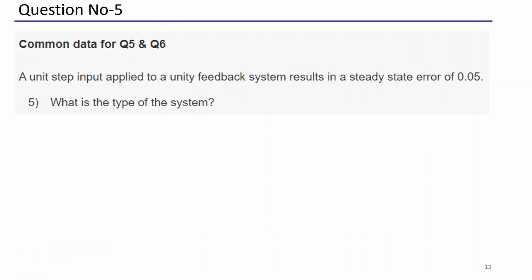Can I solve this question? Just in one line, tell me what is the type of the system. Let me see, whatever I taught you, how much time it would take to solve the question. Is my approach helping you or not?